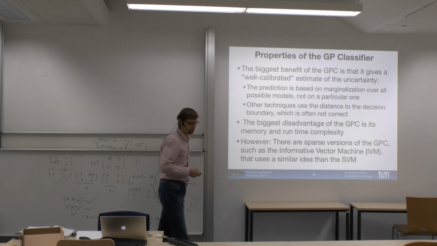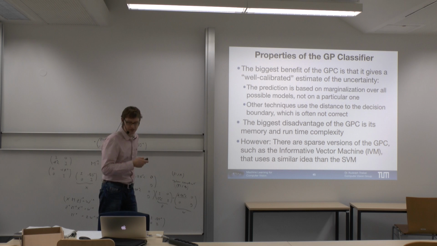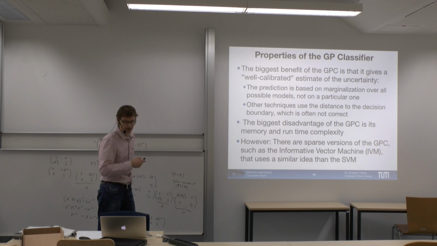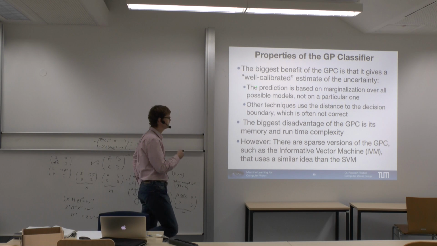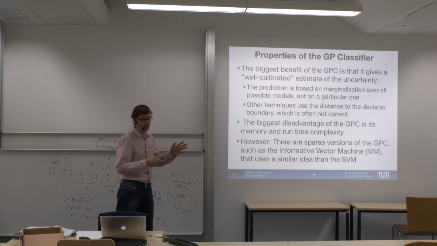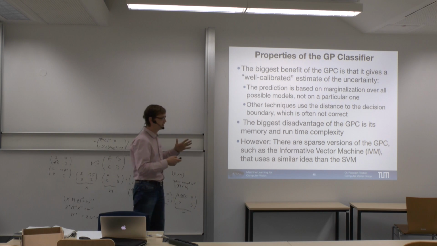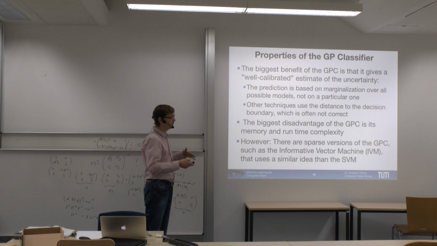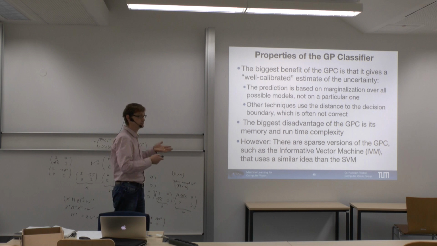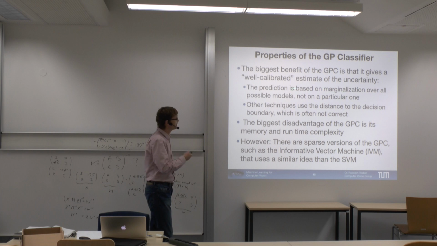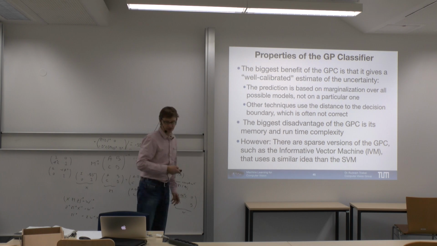One last slide about GPs. There are a number of properties, good properties and bad properties. The biggest benefit of the GP is that it gives a so-called well-calibrated estimate of the uncertainty. That means the prediction is based on marginalization over all possible models, not a particular one. For example, for support vector machines, we fit one best fitting hyperplane to the data. But the GP does not do that. GP does a marginalization over all latent functions, where every latent function is a possible model. And by doing that, it gives us a much better estimate of the uncertainty, right?